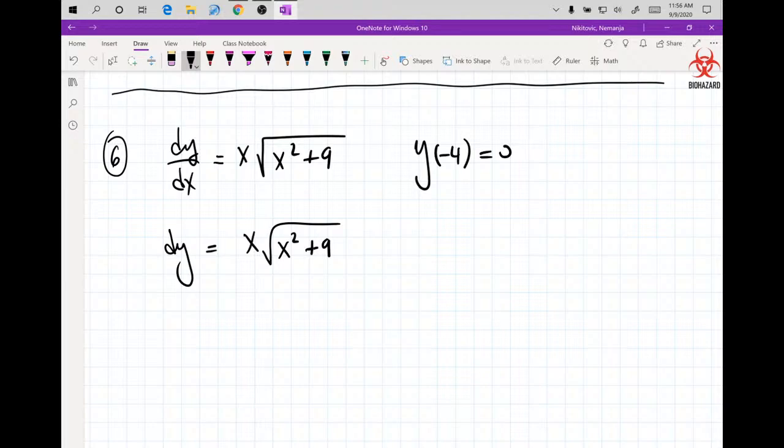Would anyone drop in chat what would be the way to integrate the right-hand side? To help me out a little bit, I've been only doing this for 20 years, so it's a struggle.